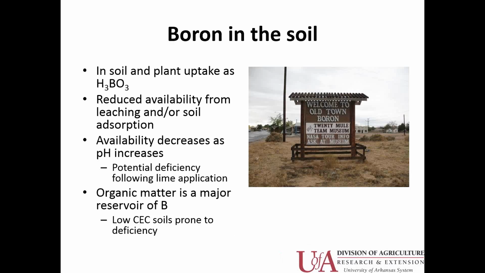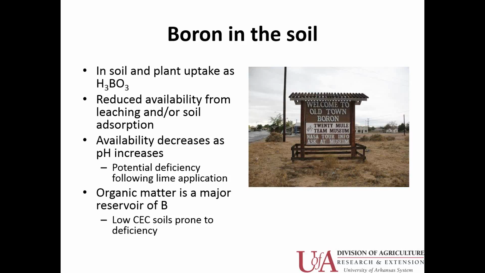boron fertilization strategies. So just to get started, in the soil, boron exists as kind of a neutral element, H3BO3, and this is the form that it is mostly taken up by plants. The boron can be leached from the soil, or at high pH it can be absorbed to certain components in the soil. One of the things about boron is that as soil pH increases, its availability decreases. So it is most likely to be deficient on high pH soils.